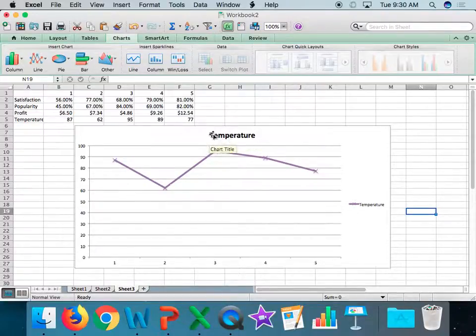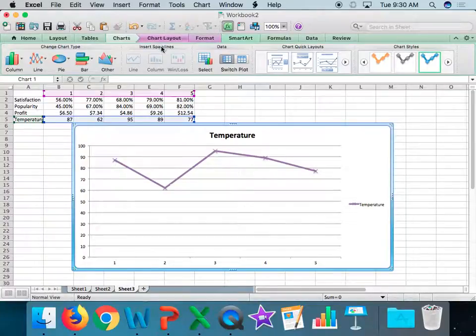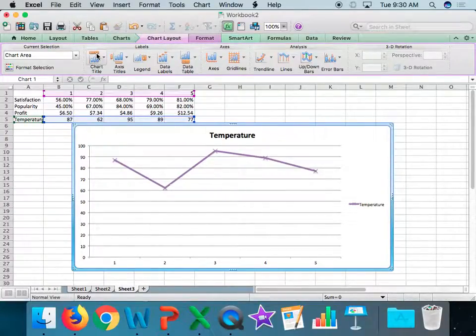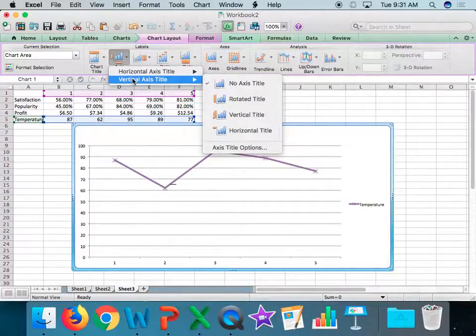All right, chart title. Chart title, what's it going to be? Lucia: Temperature during the lemonade stand. What's my horizontal axis going to be? Maggie, would it be days? Perfect. Vertical axis title, what's that going to be?